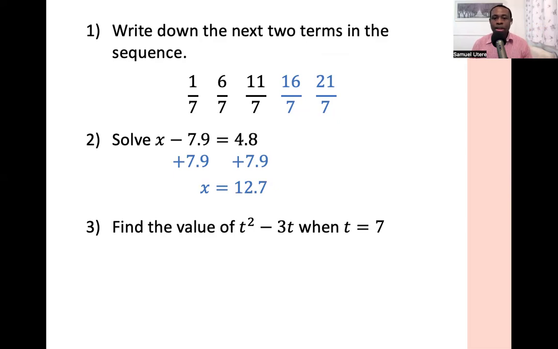Next, we're asked to find the value of t squared minus 3t when t is 7. So if you recall this, we did something like this in our lesson on substitution. So we're going to substitute wherever we have t, we're going to put 7. But remember, we're squaring t. So t squared means 7 squared. And then minus 3 times 7. 3t means 3 times t. Okay, so now 7 squared means 7 times 7. So 7 times 7 is 49. So you have 49 minus 21, which is 28.